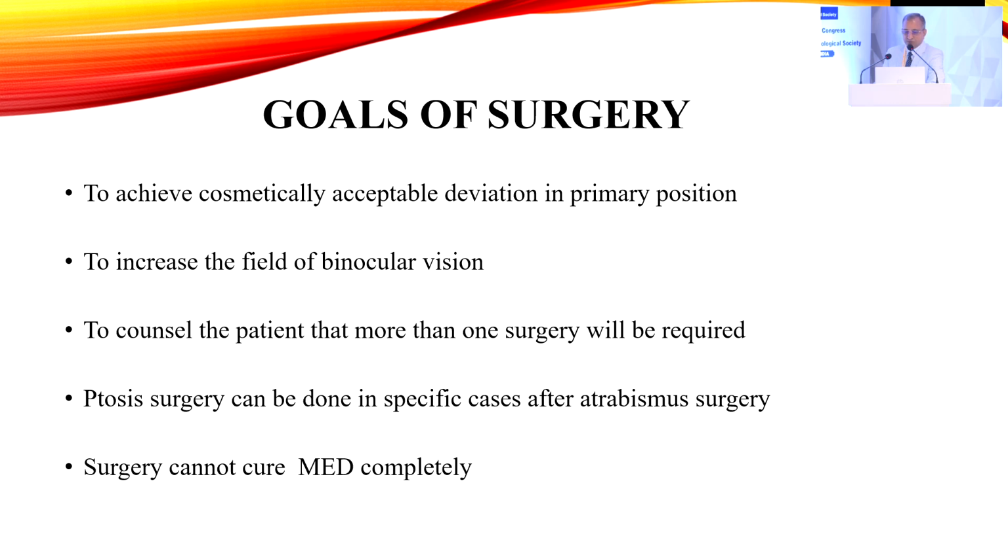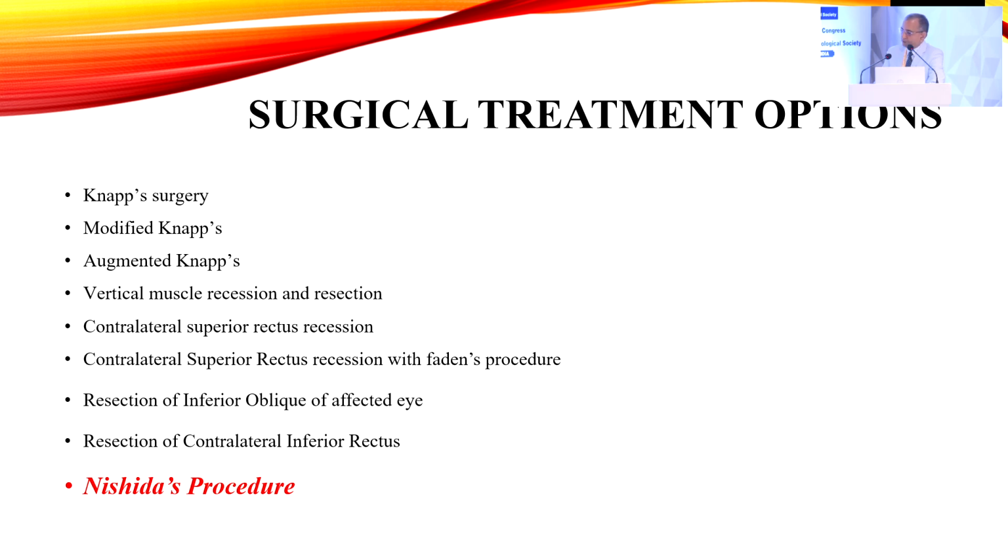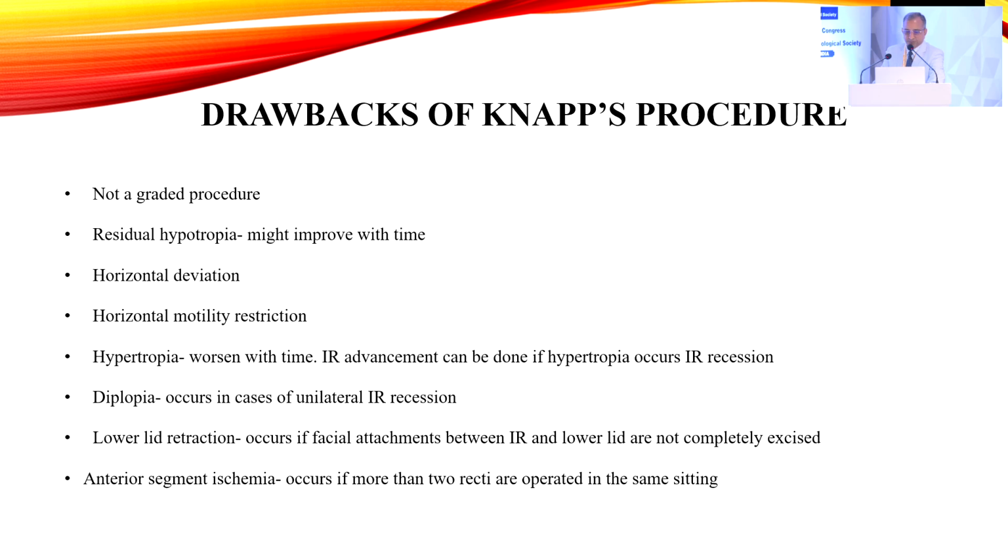Goals of surgery are to achieve a cosmetically acceptable deviation in primary position, to increase the field of binocular vision, and to counsel the patient that more than one surgery is required. Ptosis surgery should be done after strabismus surgery, and it cannot cure MED completely. Various treatment options are NEPS procedure, modified NEPS procedure, augmented NEPS procedure, vertical muscle resection, contralateral superior rectus resection, contralateral superior rectus resection with Faden, resection of inferior oblique, resection of contralateral inferior rectus, and recently this modified Nishida's procedure has been tried in MED.